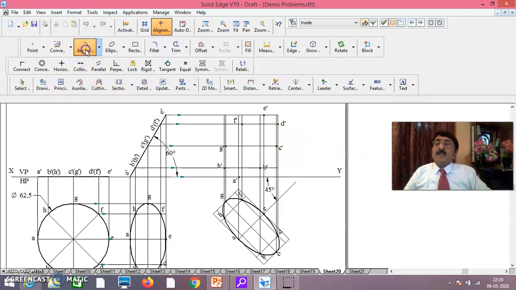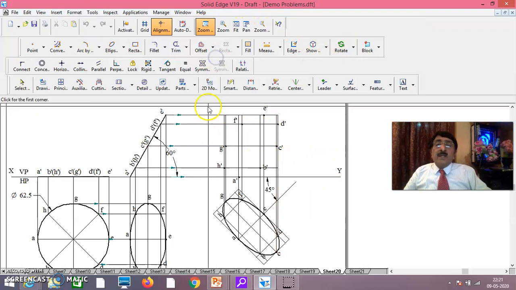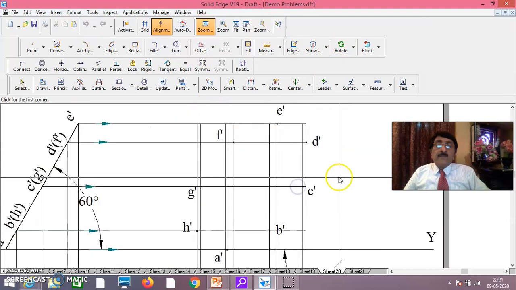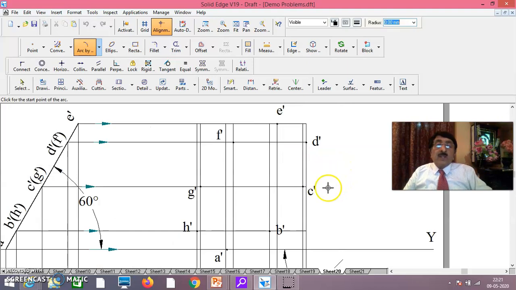The best thing I suggest is that you use arc by 3 points. Again, enlarge the area, that is better. Now we'll take these 3 points first. First you take this point, and this point you take. You are getting this one part of the curve. These 3 you'll draw, and these 3 also you'll draw.